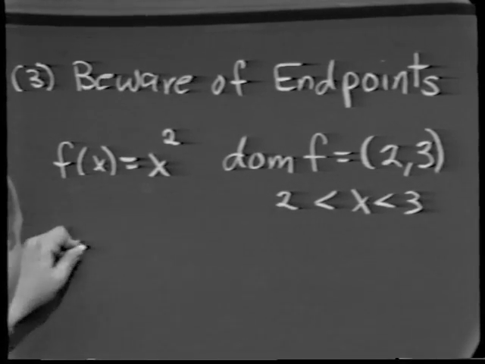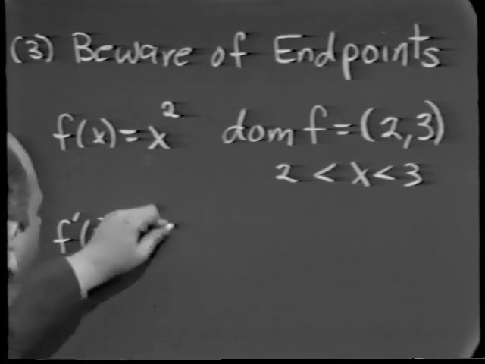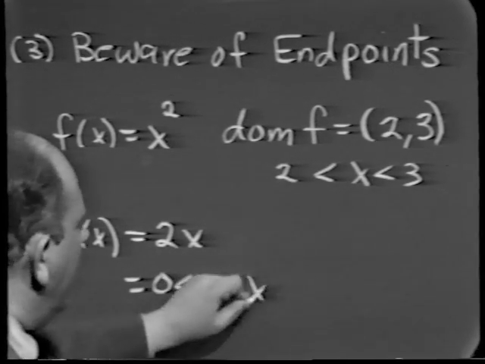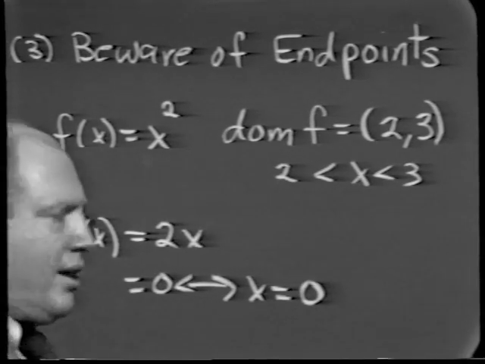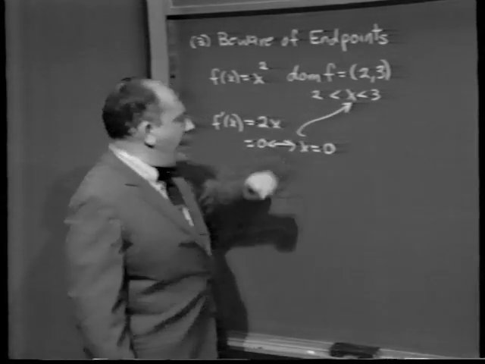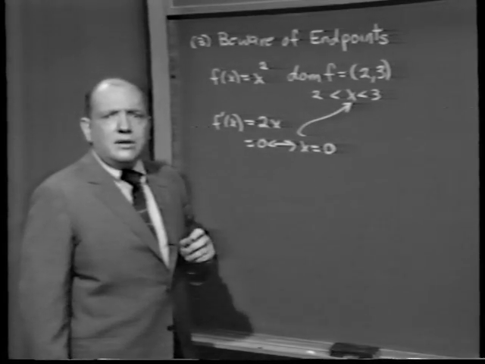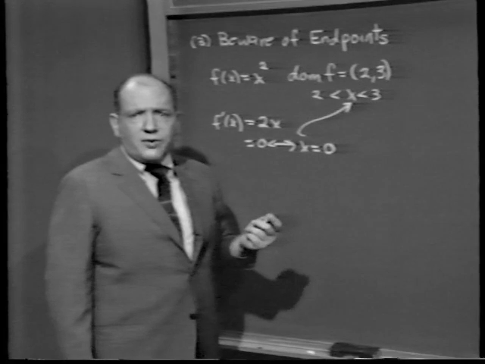Now let's take a look here. Let's first of all see where f prime of x is 0. First of all, f prime of x is 2x, and that equals 0 if and only if x equals 0. Now here's where the domain is very important. Is x equals 0 in our domain? The answer is no. X equals 0 is not in our domain. Our domain is restricted to be the open interval from 2 to 3.